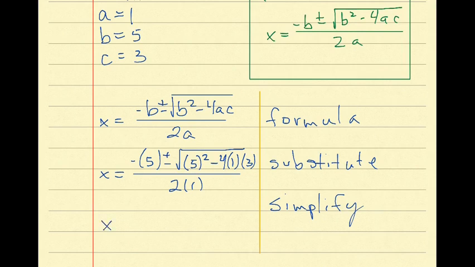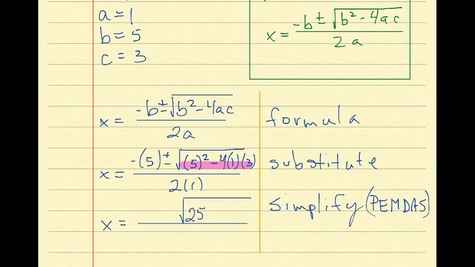All right, and now we start simplifying. So I'm going to use my order of operations to simplify. In other words, PEMDAS. What happens first? We work inside grouping symbols. Well, this is a grouping symbol. The radical sign is a grouping symbol. We're going to work inside there. What does that look like when I simplify it? Well, it looks like 25 minus 12.